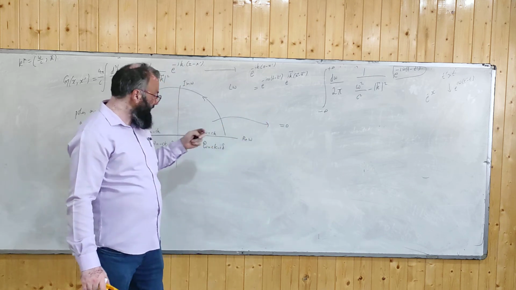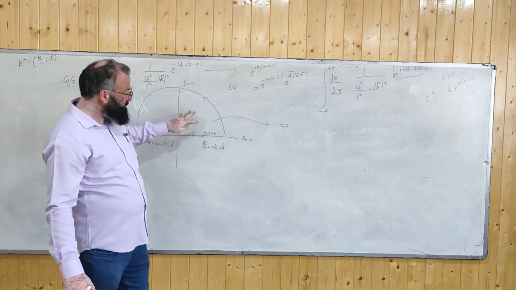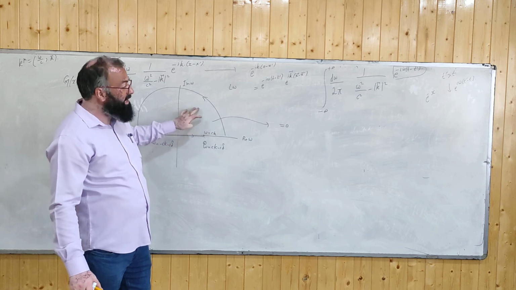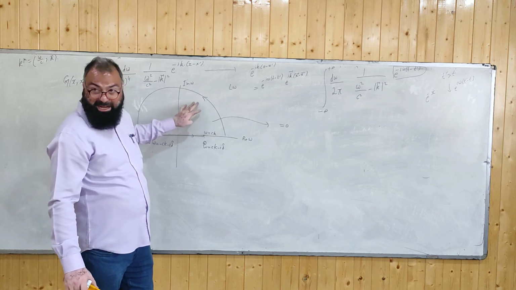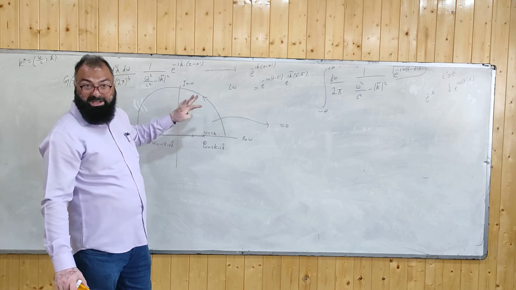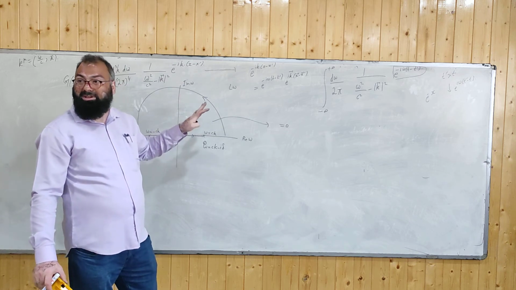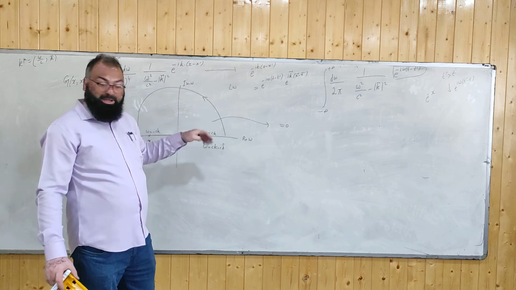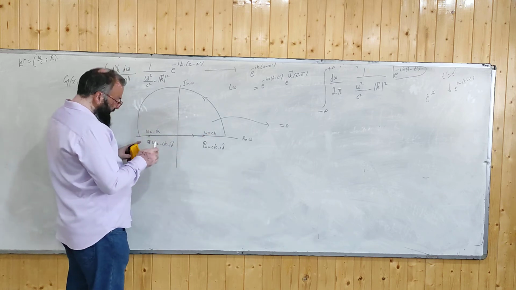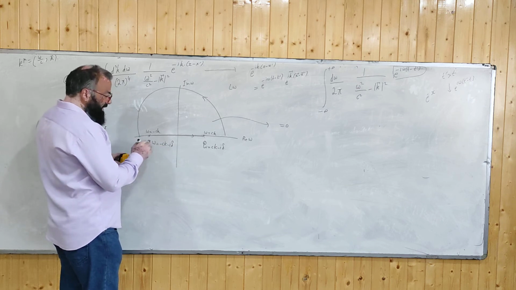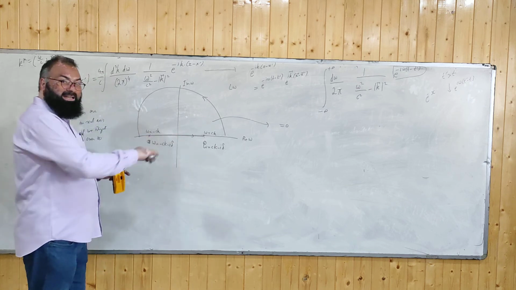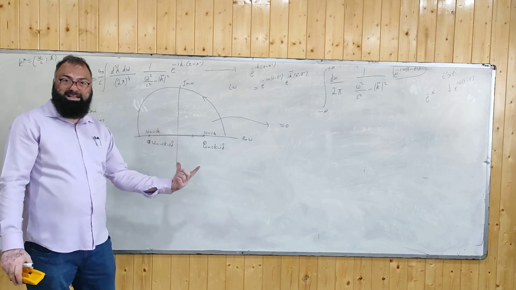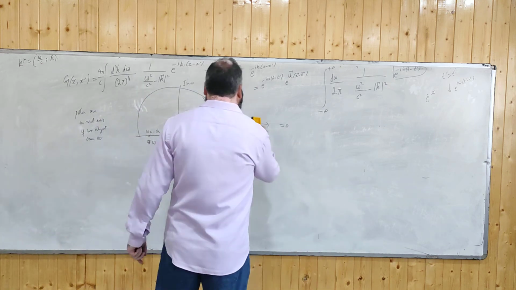In this case, t is less than t prime. Okay, so now let's take the lower half plane. In the lower half plane, you will get a non-zero result, because the poles are in the lower half plane, clear? So let's solve this for the lower half plane then.